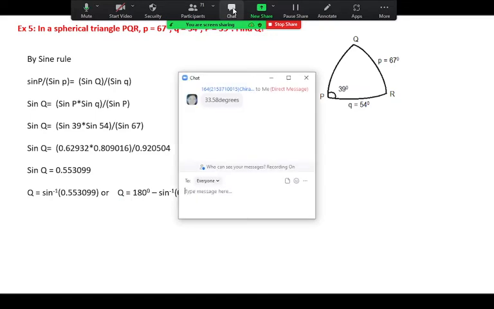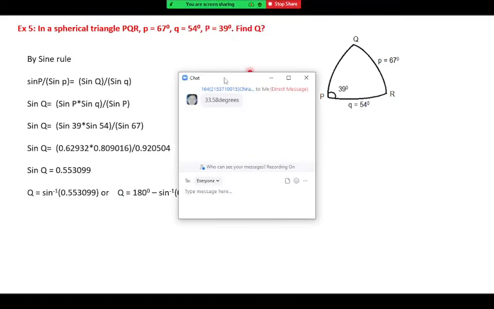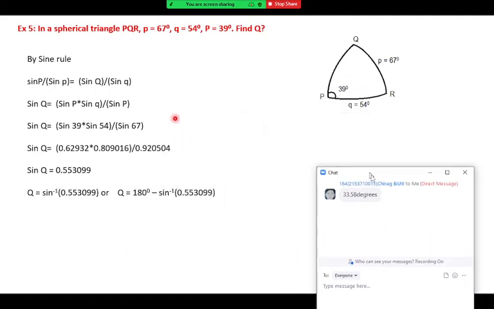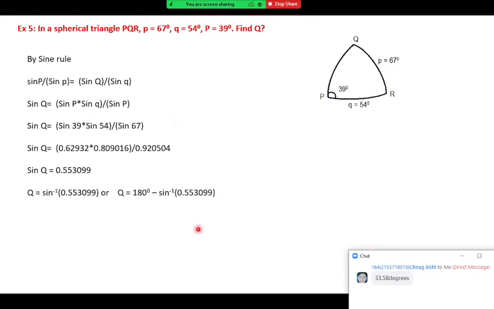Which are the angles now? 33.58 degree. I think Chirag gave that answer. Anyone else? What are the angles? So you're right, correct, Ankit. Both of you are giving me a similar answer.